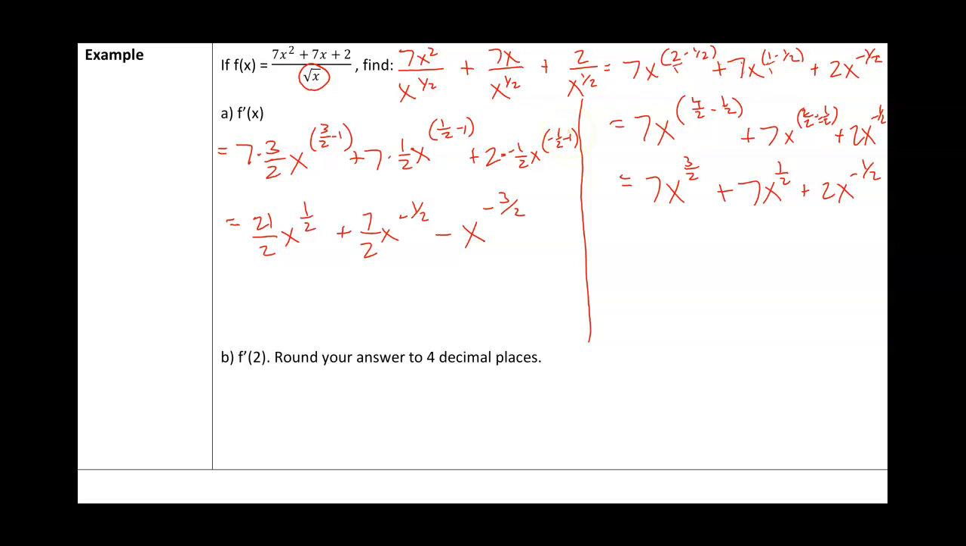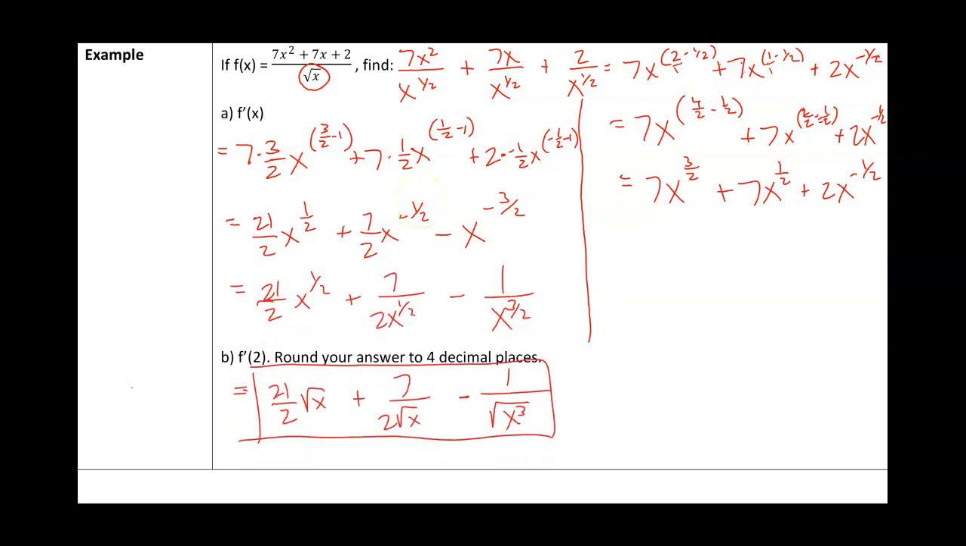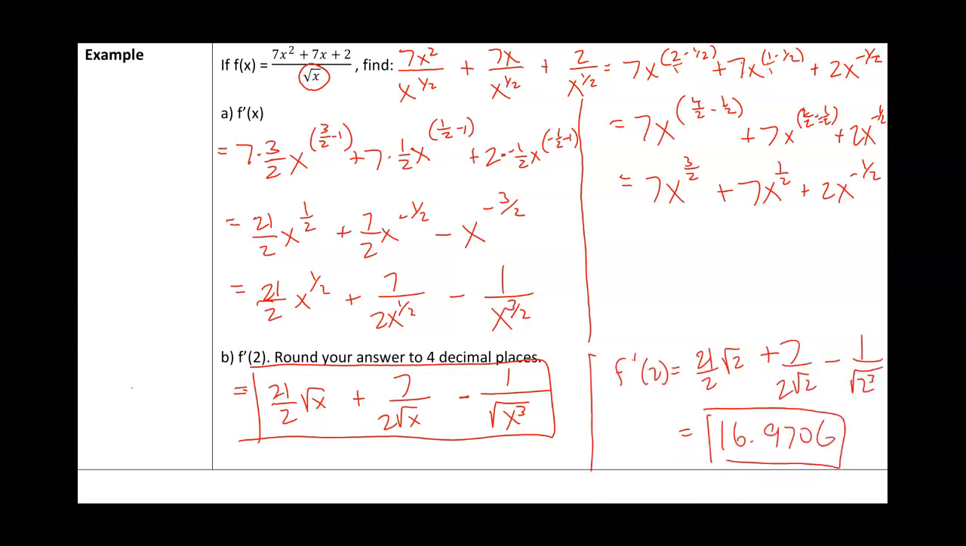We have to clean this up because we can't have any negative exponents, so those have to move to the denominator and convert those into radical form as we've been doing. Remember, for x to the 3/2, it'll be radical x to the third power because of the numerator of the exponent. And then to find f prime of 2, we just plug it into Desmos, replace all the x's with 2, and we're going to get 16.9706 as the answer.